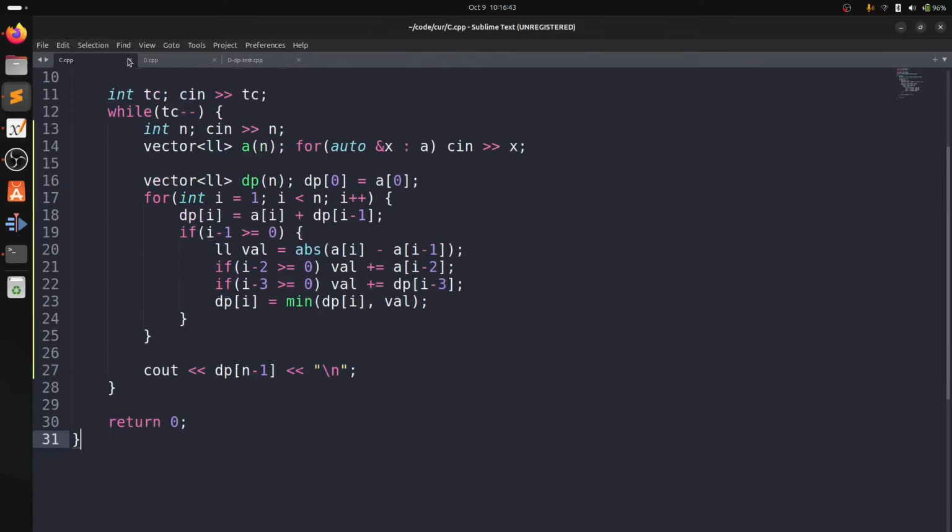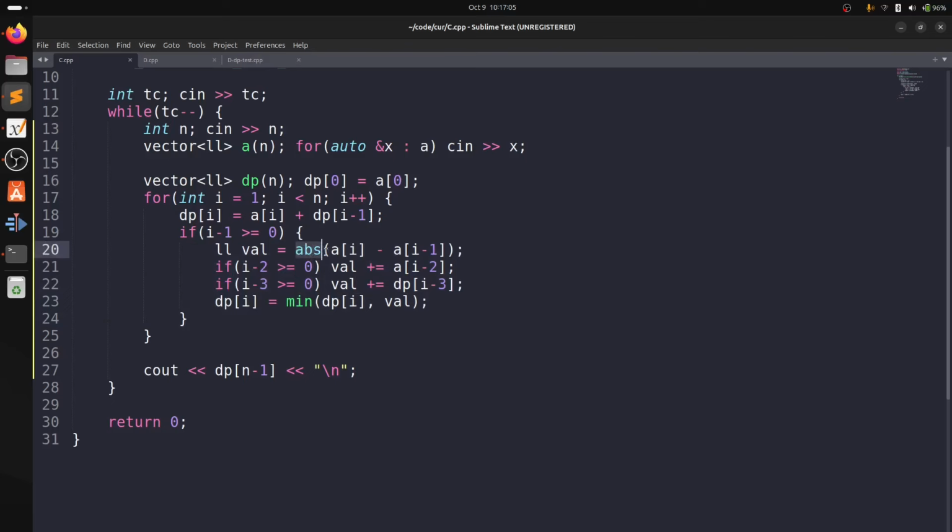So first we take in array A. Our base case: dp of 0 equals A of 0. dp of I equals A of I plus dp of I minus 1. Right? So this is the first case where the current element becomes 0 and we take dp of I minus 1. Now if I minus 1 is greater than or equal to 0, we can take the second case.